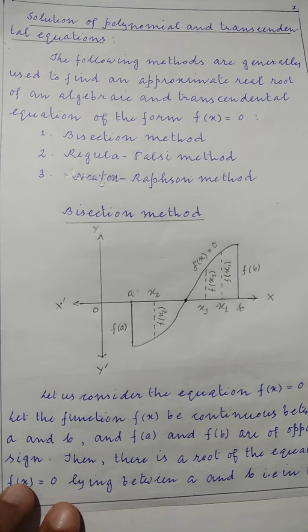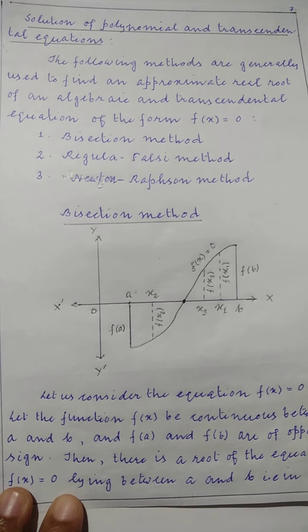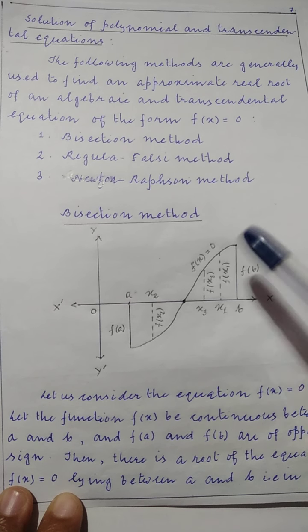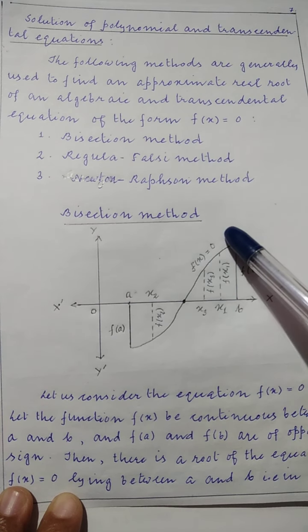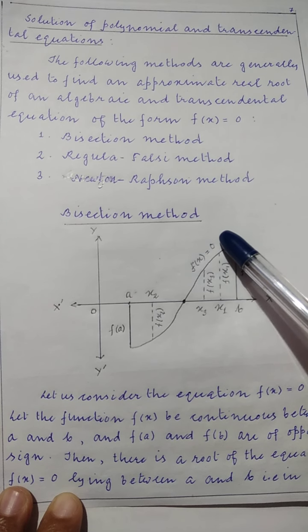Just look at the figure. Let us consider a function. First we have to consider a function f(x). That means we have considered an equation of the form f(x) is equal to 0. Now f(x) is equal to 0 may be a polynomial equation, or it may be a transcendental equation.